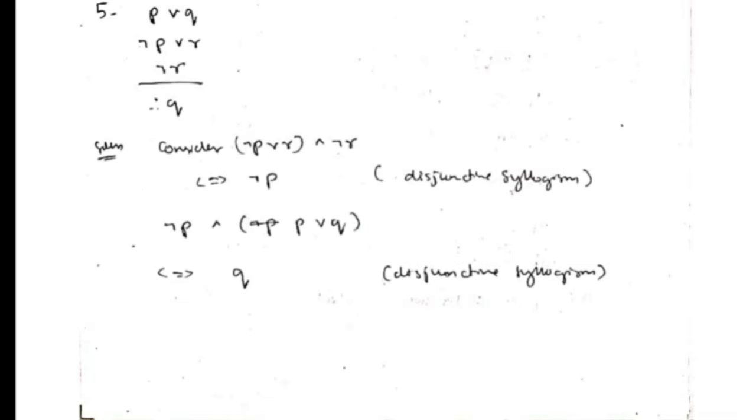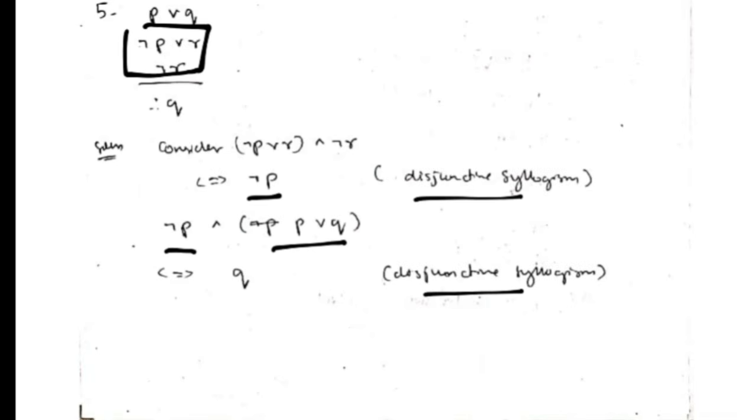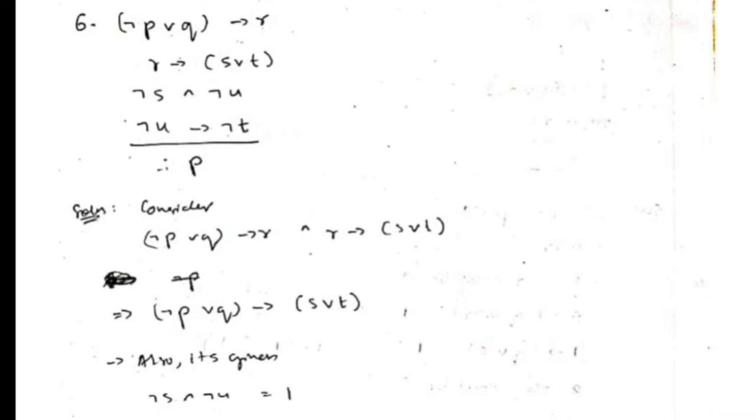In this question we are using disjunctive syllogism to simplify the following equation. First we will consider the second and third equation to get not p. Then by using not p and p or q, by using both of these we can write it as q according to disjunctive syllogism. Consider these two terms first. We can write these two terms as not p or q conditional s or t. So we will be writing that here.